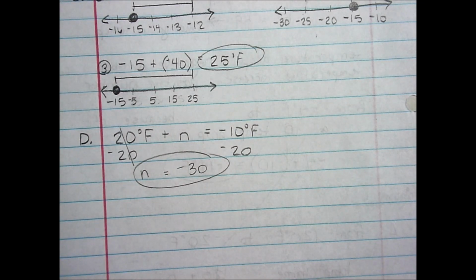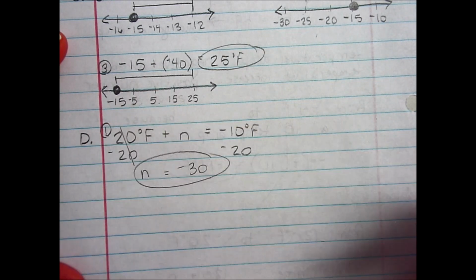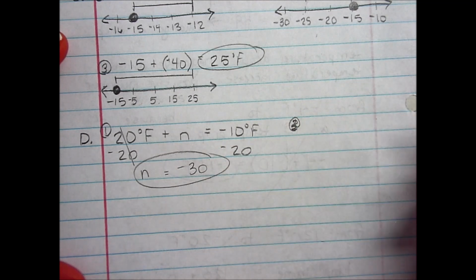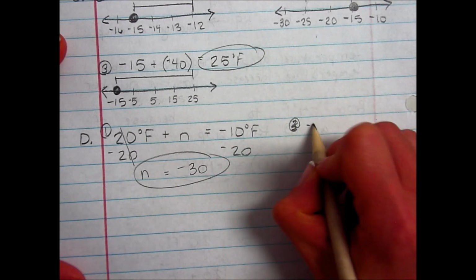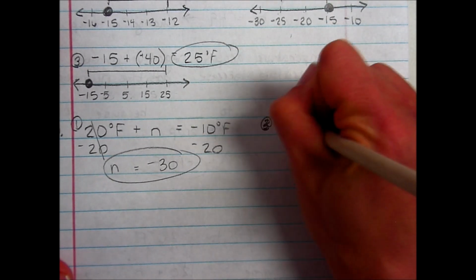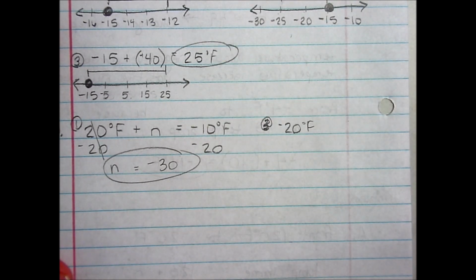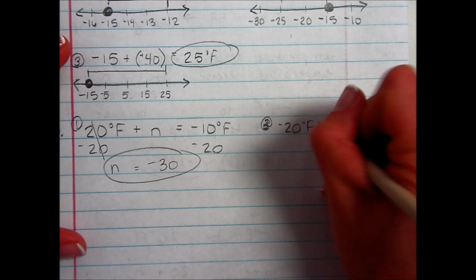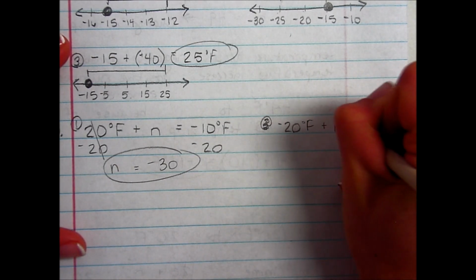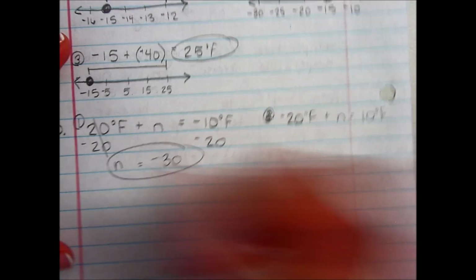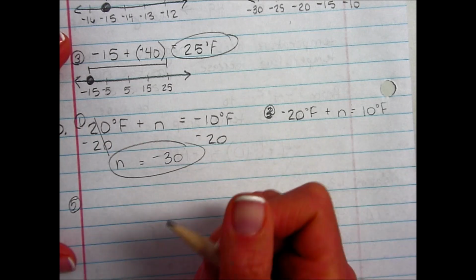Okay, so I want you to try, let's do 3 and 5. This was 1. Oops, I just said 3 and I wrote 2. Go ahead and try those on your own.